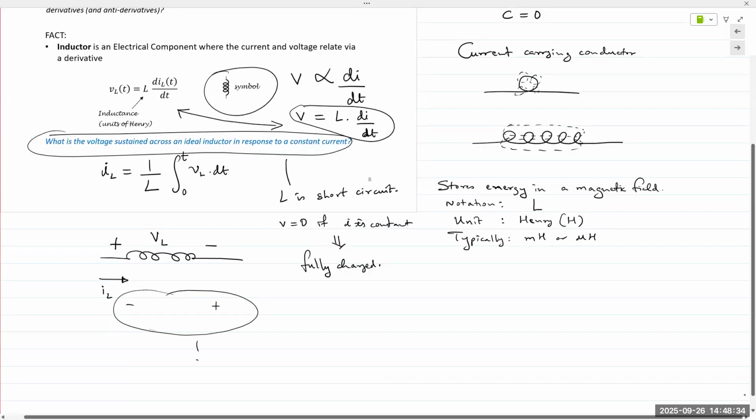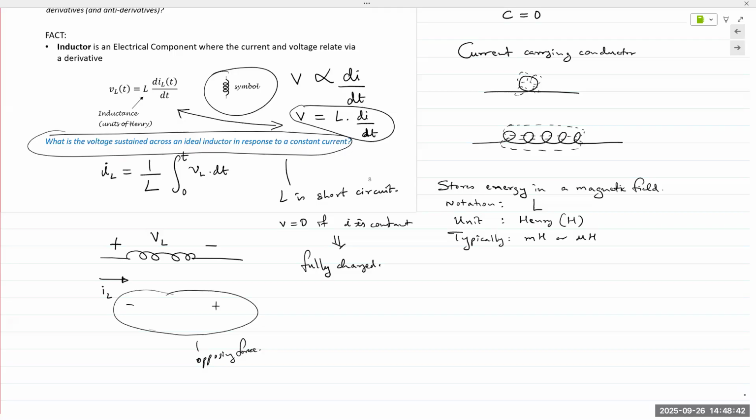This is the opposing force due to the magnetic field. All right. No, it doesn't change VL to 0. That opposing force opposes the current from changing. It opposes the input current from changing.